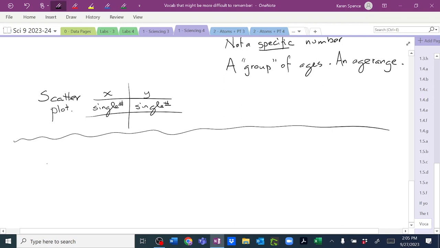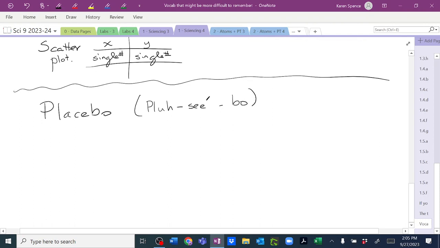That is our placebo, which does indeed look like placebo, but is not pronounced placebo. It is pronounced pla-CEE-bo, and the accent's on the C. Placebo. Okay? Tell your partner, what the heck is a placebo?